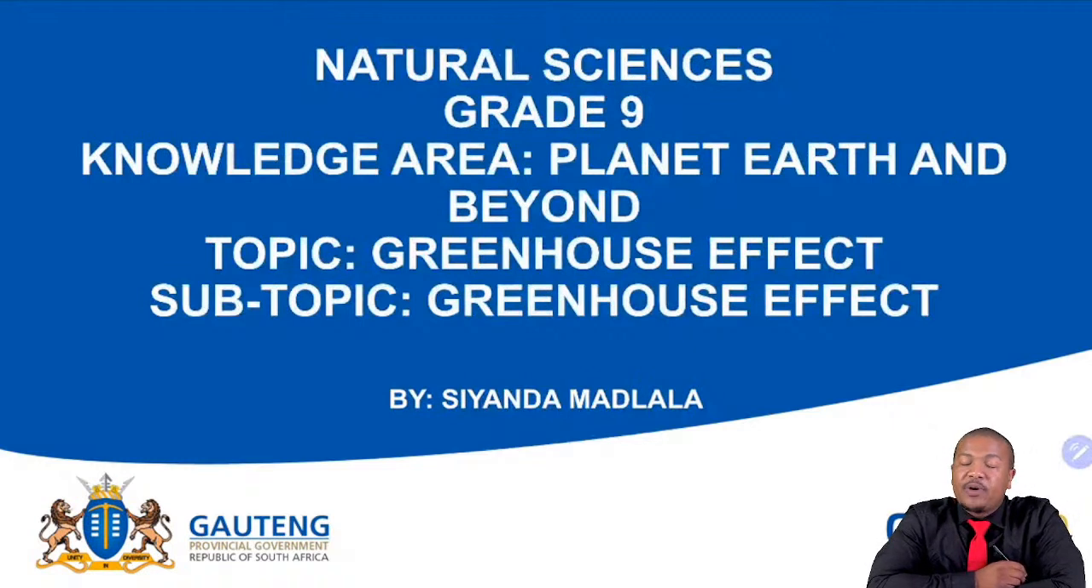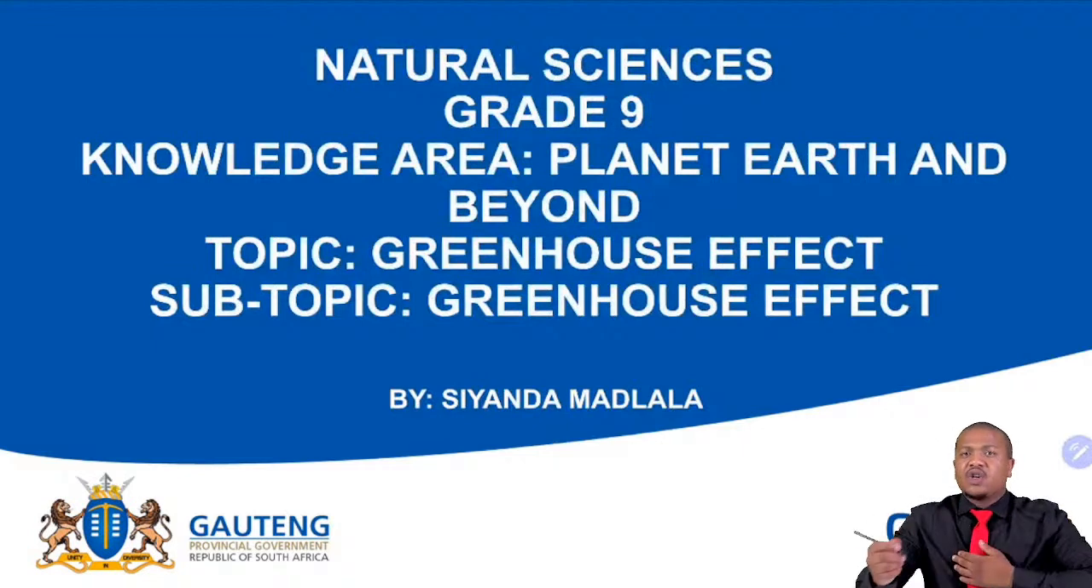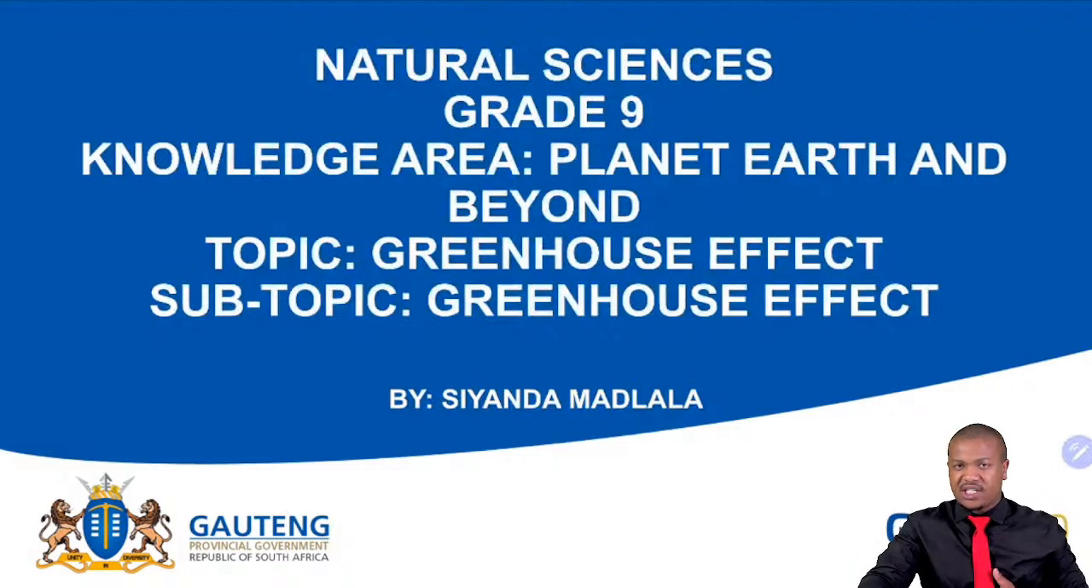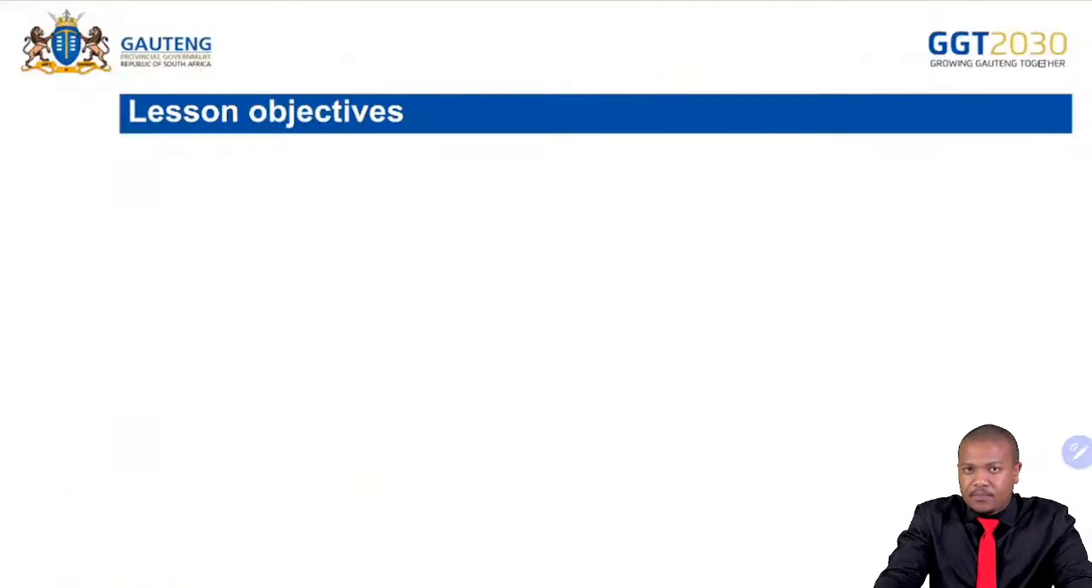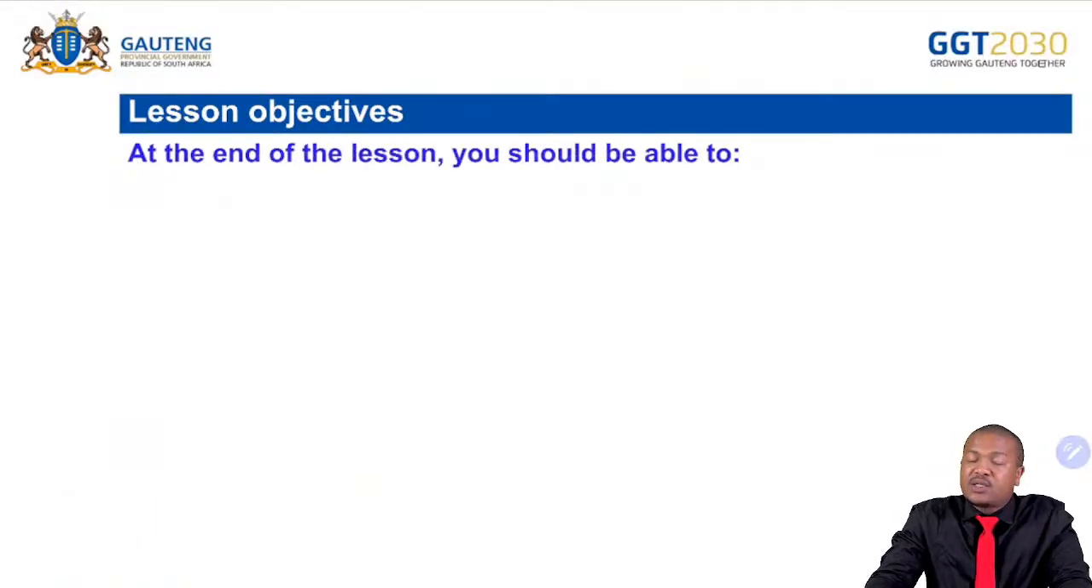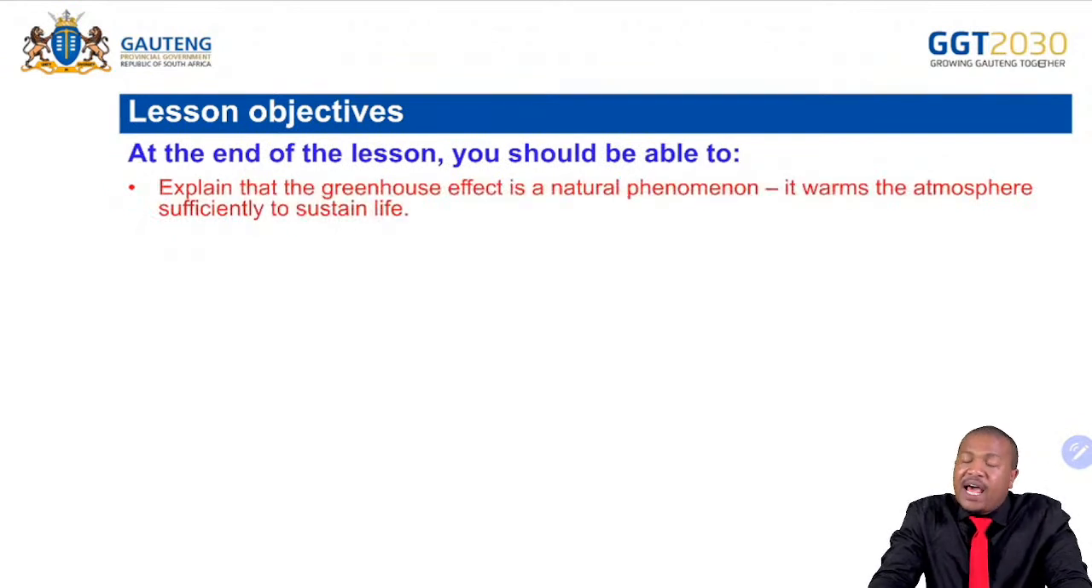So in today's topic, we'll be looking at the greenhouse effect. Let's quickly look at our lesson objectives to see what we need to achieve by the end of the lesson. When this lesson ends, we should be able to explain that the greenhouse effect is a natural phenomenon and it warms the atmosphere sufficiently to sustain life.